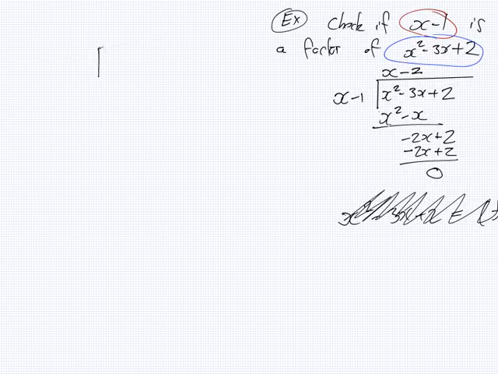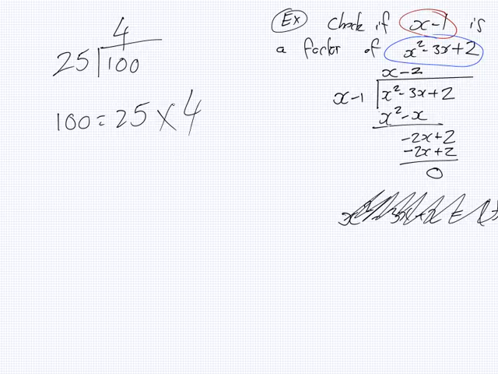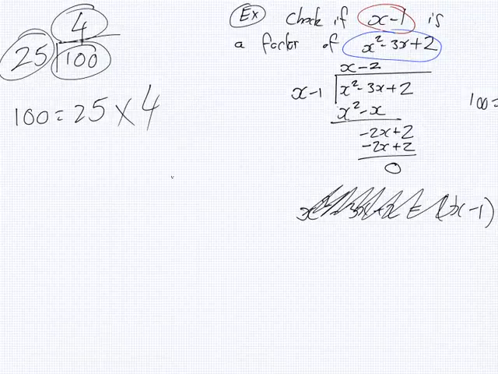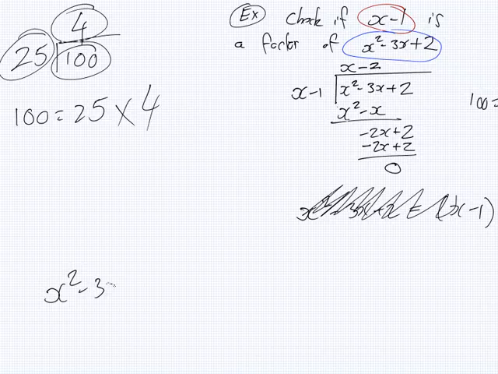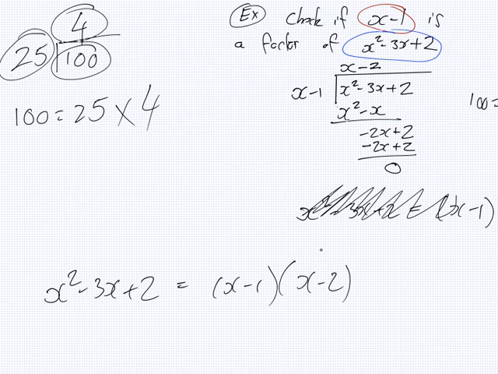So I just want to remind you, back to our example with 100, if I divide 25 into 100, I get 4. So you can say that 100 equals 25 multiplied by 4. So you can say that this equals this multiplied by this. And you can do the same thing here. You can say x squared minus 3x plus 2 equals x minus 1 multiplied by x minus 2. So the same idea works here as well, and you'll need that for the next example I'm about to do.